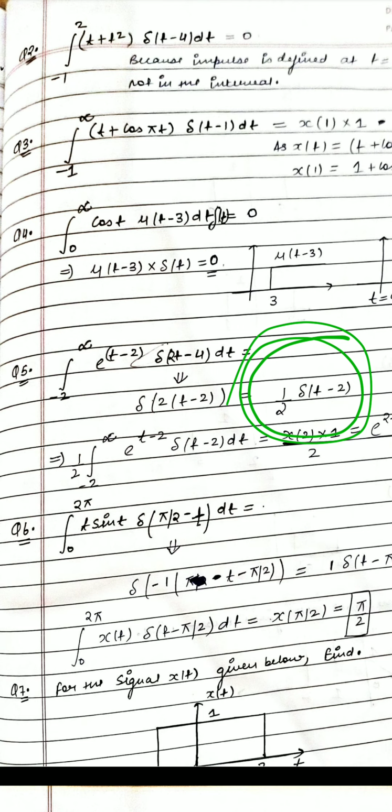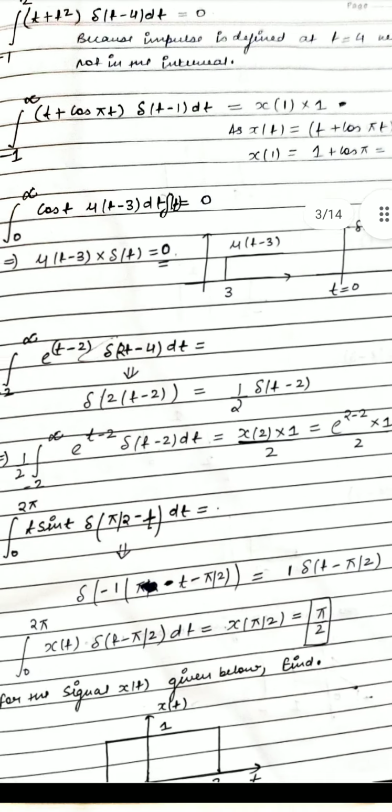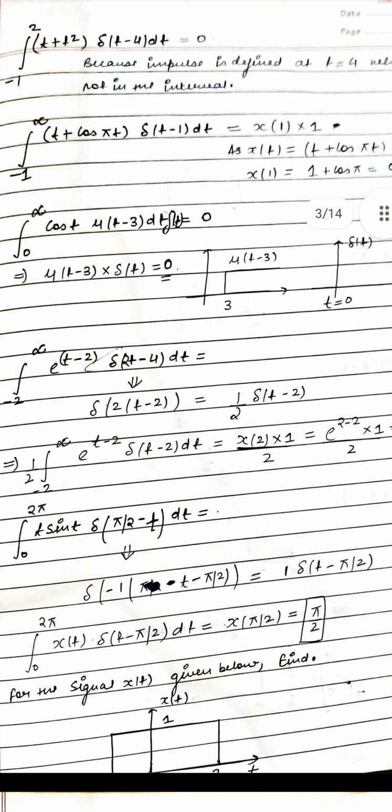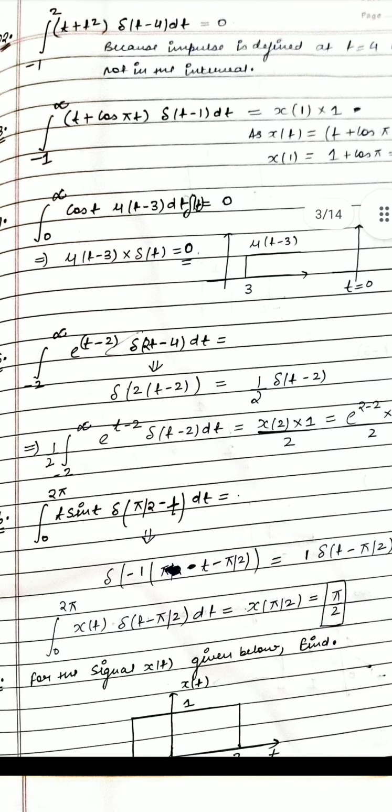Now the impulse is defined at t is equal to 2 and t is equal to 2 is in the limits. So we can solve it. Now put t is equal to 2 in this variable. So e of t minus 2 becomes x of 2 into 1 divided by 2. So e of 2 minus 2 is e of 0, which is 1, into 1 divided by 2 is 1 by 2. So it is 1 by 2.